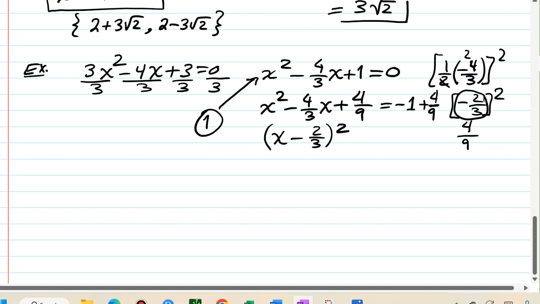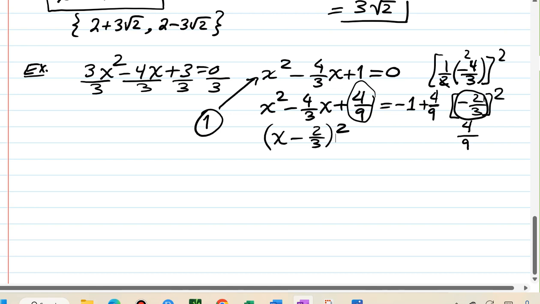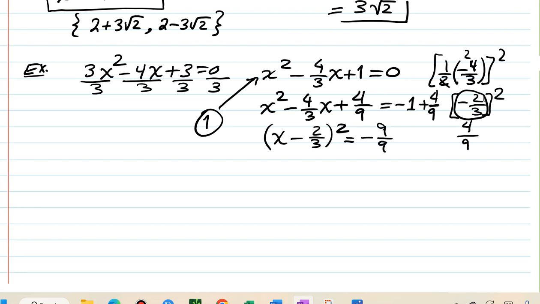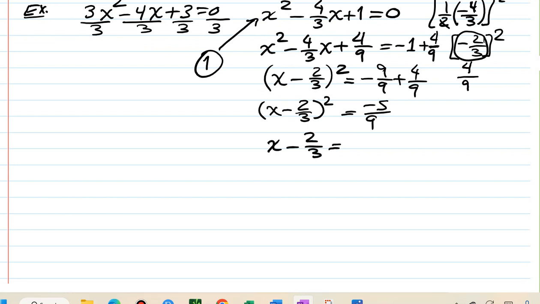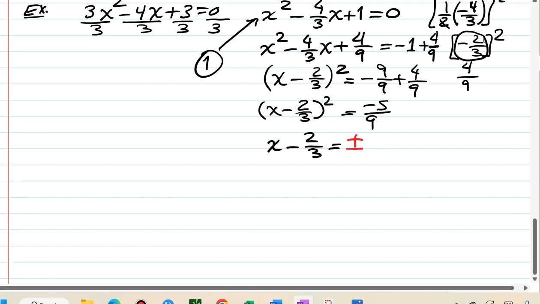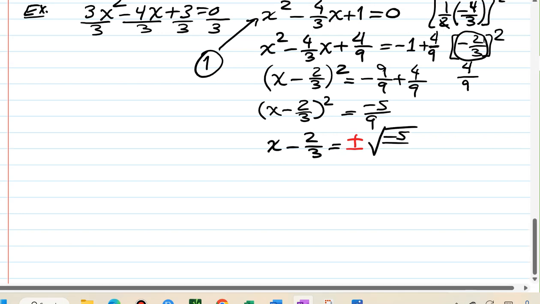Note we have a perfect square trinomial because of the way that number 4/9 was added on that side. And on the right side, we have -1 plus 4/9. -1 is -9/9 plus 4/9. That's going to be -5/9. And here's x minus 2/3 squared. And now the square root property kicks in. Let's take the square root of both sides. And when we do, do not forget, anytime you use the square root property, you're going to have plus or minus here. So we're going to have plus or minus the square root of -5/9.